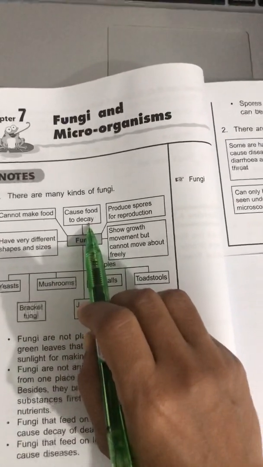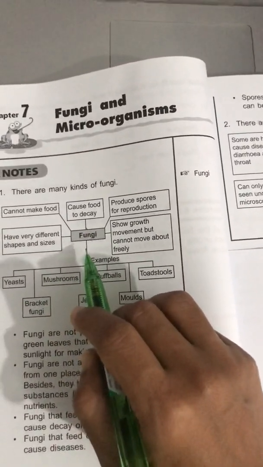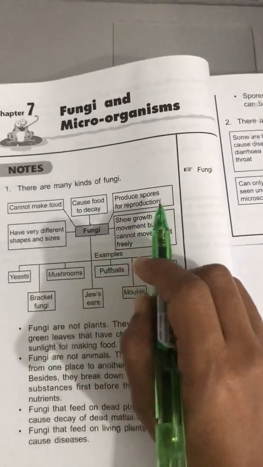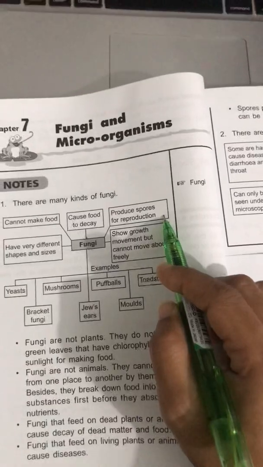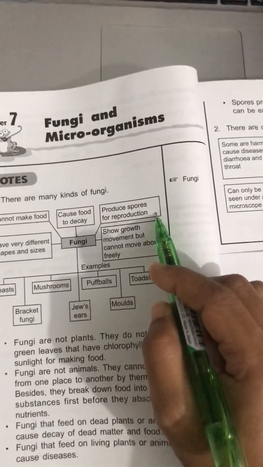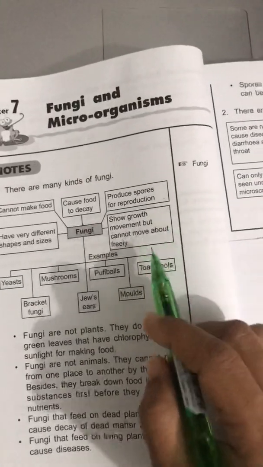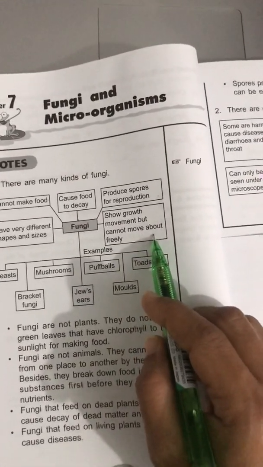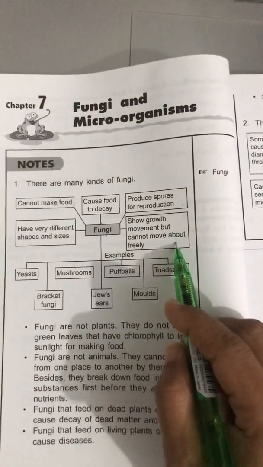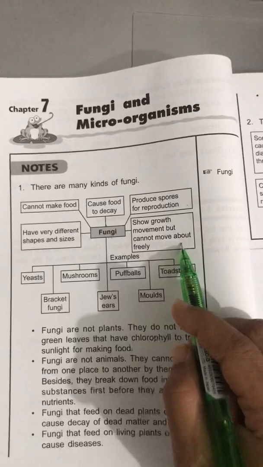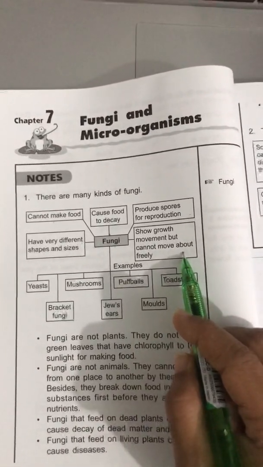They cause food to decay, so they will break down the food, and they reproduce from spores, or they produce spores for reproduction, not from seeds as plants. They grow slowly, they move in growing, but they cannot move about freely like plants. But one more time, fungi are not plants. So we will repeat one more time.